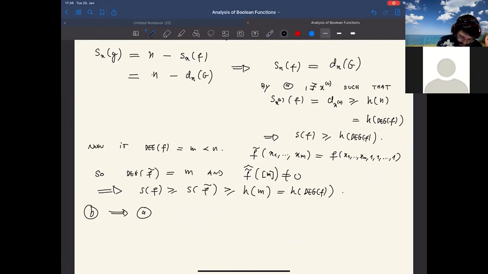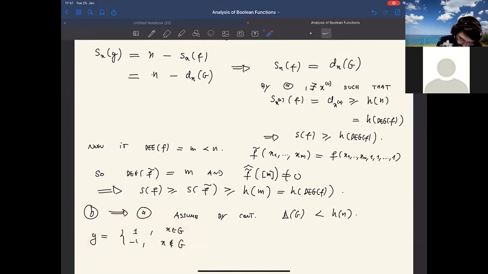Now I want to show that B implies A. So assume by contradiction that the degree of f is less than h of n. Okay, so I'm assuming that B is true, and then suppose I have some graph like that. So then I take g to be 1 if x belongs to G, and minus 1 if x does not belong to G. And you can see here the coloring idea, the idea to use Boolean functions as a coloring of the graph. Think of Boolean functions as a coloring of the graph.